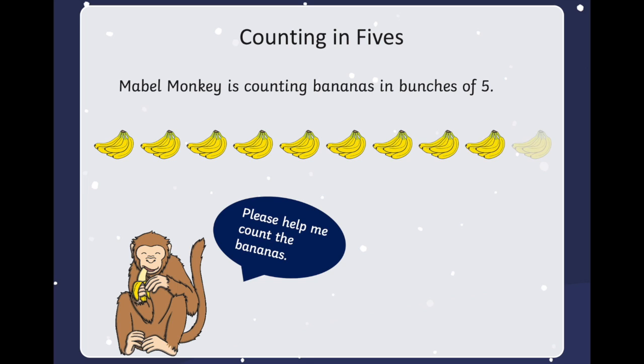We need to help her count her bananas. Okay, now we can see there are some missing numbers. How many bananas are here? Let's count them. 1, 2, 3, 4, 5. So 5 is the missing number that should go here.